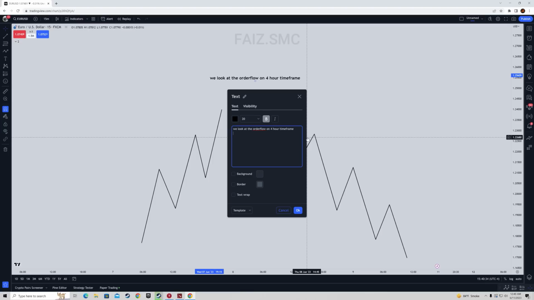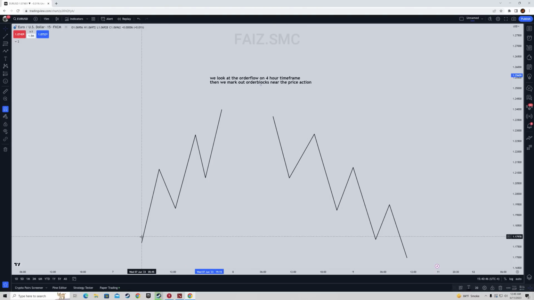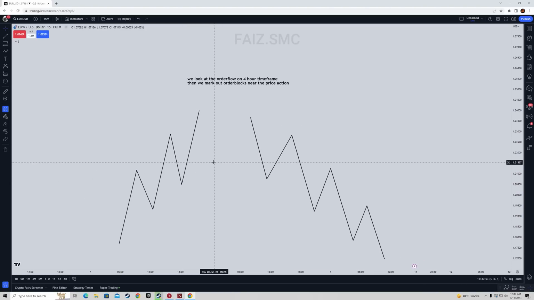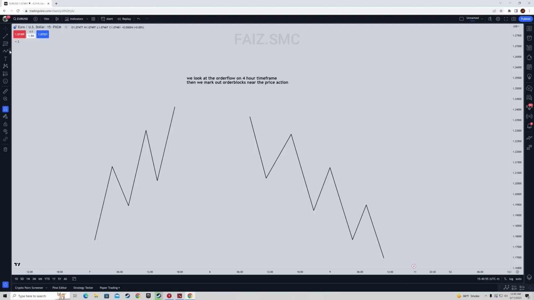Number 2 is then we mark out order blocks near the price action. Okay, that is your number 2. So let's say if we are bullish, okay, you want to mark out bullish order blocks. So let's assume there's a bullish order block right here. Let me mark this out. There's a bullish order block here. Okay, you want to mark this out.